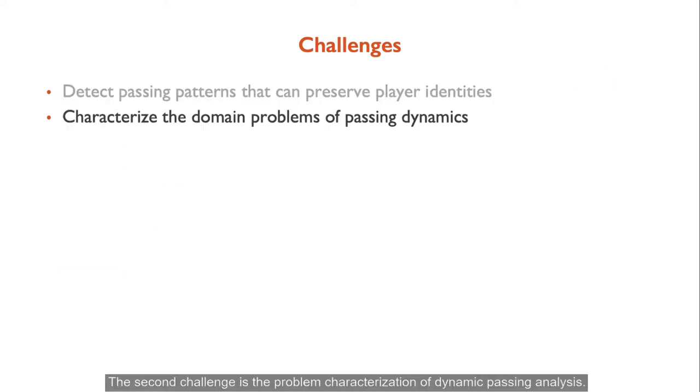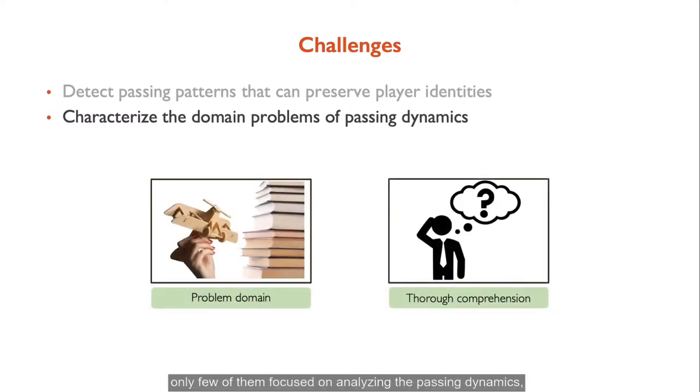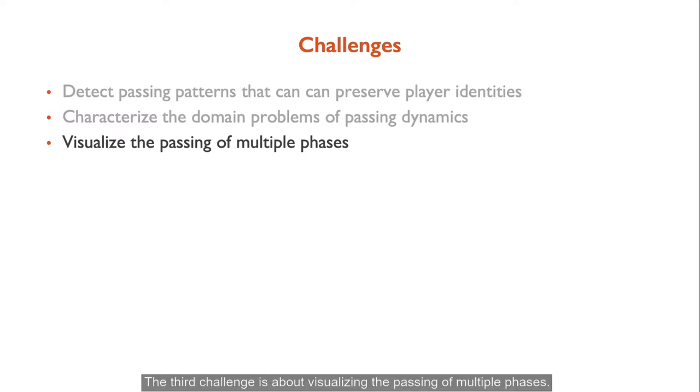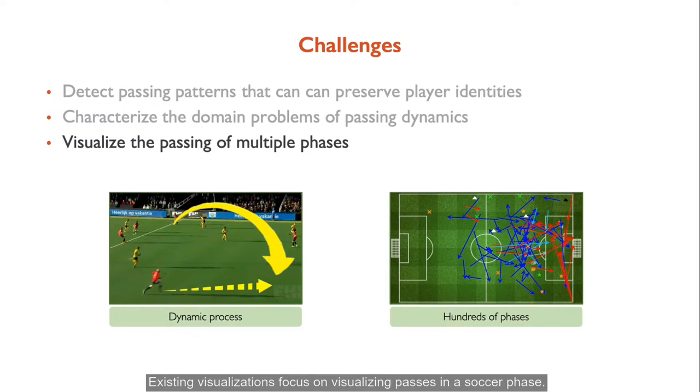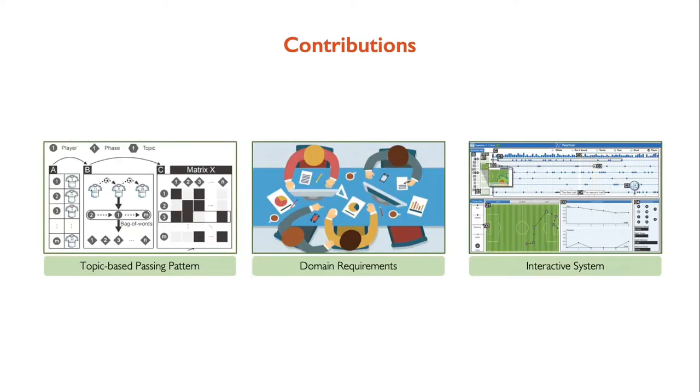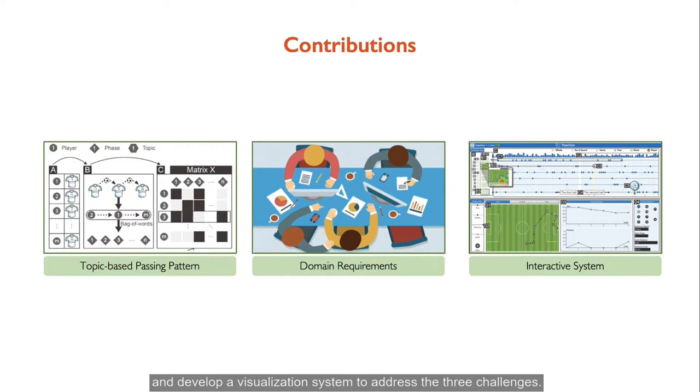The second challenge is the problem characterization of dynamic passing analysis. Although passing analysis is popular, only a few works focus on analyzing the passing dynamics, thereby lacking a thorough comprehension of the problem domain. The third challenge is about visualizing the passing of multiple phases. Existing visualizations focus on visualizing passes in a soccer phase. However, how to visualize the dynamic process of hundreds of phases remains to be resolved. Overall, we propose a topic-based passing pattern mining, characterize domain requirements, and develop a visualization system to address the three challenges. And next, I will introduce the three parts one by one.